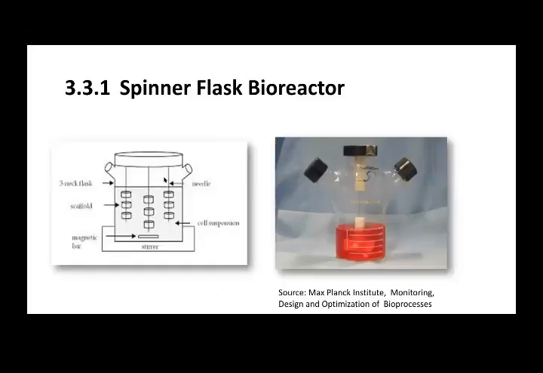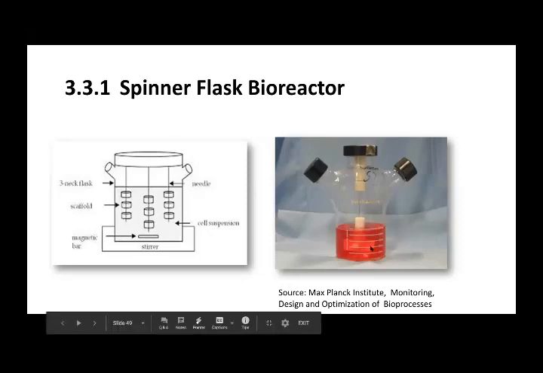There's a different type of bioreactor as well, which is known as the spinner flask bioreactor. In this, we can see there's a flask right here. There are multiple scaffoldings inside it. Cell suspensions are on the scaffolding. A magnetic bar in the bottom, obviously for the spinning purposes.